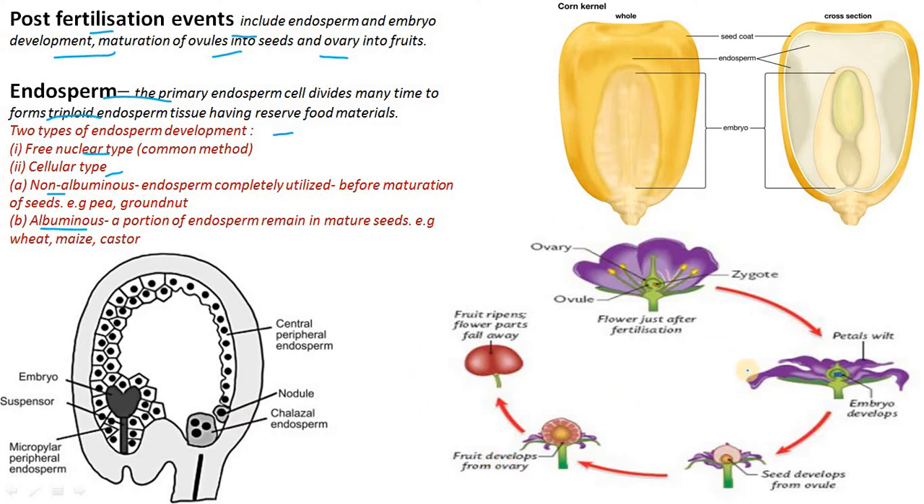You know what endosperm is. This is very much familiar. You are very familiar with this word from childhood. This is a maize kernel and this is the whole. This is the seed coat. This is the endosperm and this is the embryo. And this is a cross-sectional view.